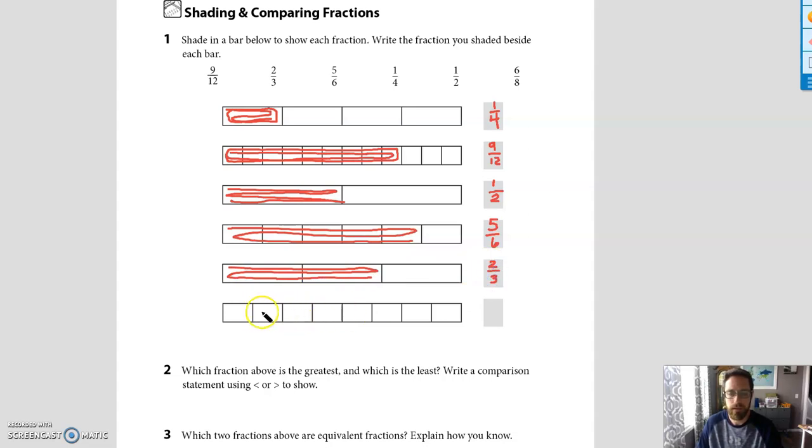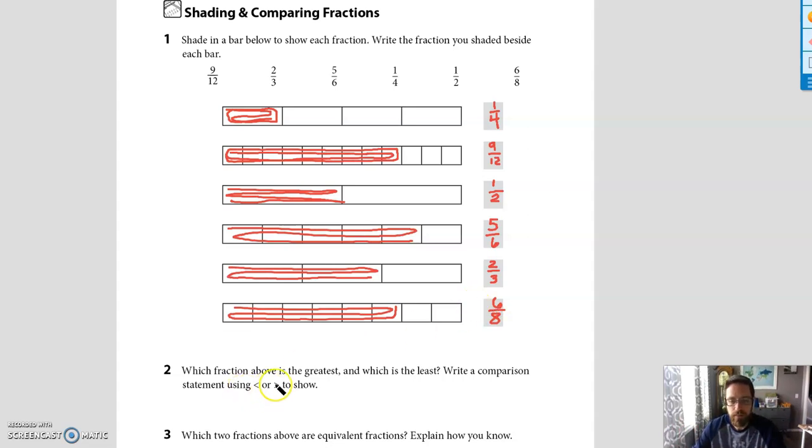So 2/3. 1, 2, 3, 4, 5, 6, 7, 8. So 6/8. I want 6 of the 8 pieces that I'm looking at that are shaded in. All right, 6/8. So now that I have those, I'm going to use the benchmark fractions to try and compare.